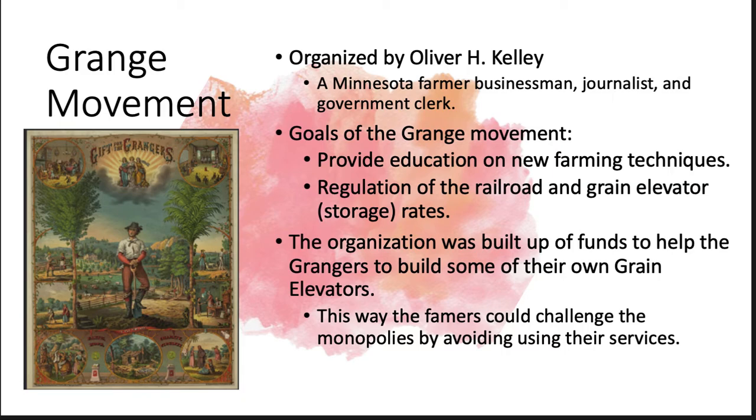Okay, the Grange movement is going to be organized by a guy named Oliver H. Kelly. He's going to be a Minnesota farmer, businessman, journalist, government clerk. He's got all of these different backgrounds that make him know what the farmers need, but he also knows how to compete against the businessmen, and he knows how to draw attention to what the farmers need as a journalist, and he knows the government side of it as a government clerk. So all of these pieces make him the perfect person to organize this movement.